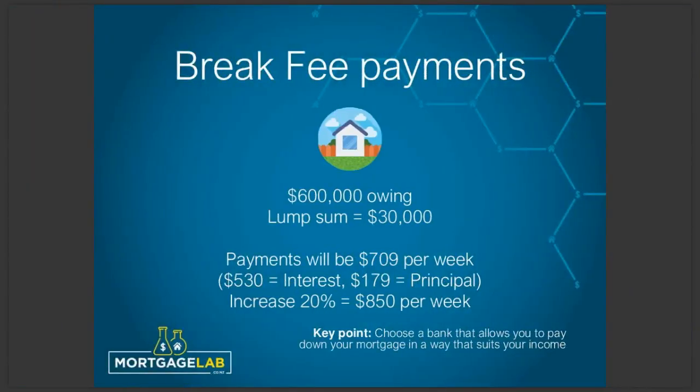The key takeaway here is, if paying down your mortgage is important to you, choose a bank that allows extra payments that suit your income. So if you're a commission-based earner, for instance, and you tend to earn large but irregular lump sums of money, choosing a bank that allows you to put that money on as a lump sum might be a better option. If you're a regular salary earner and are likely to get a pay rise maybe, choose a bank that allows you to increase your regular payments easily.